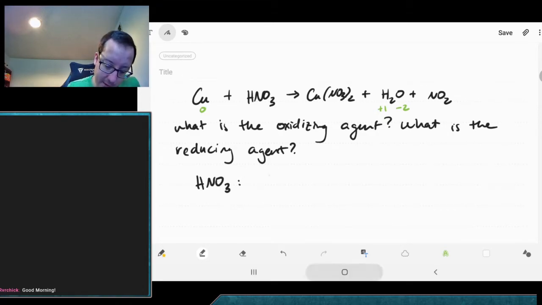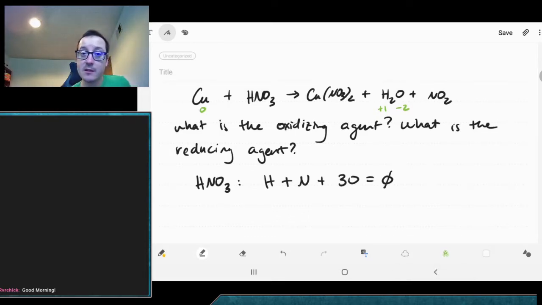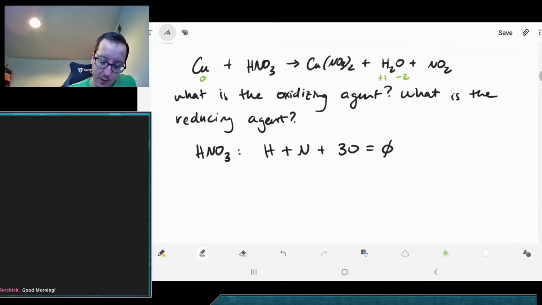We know that this is a compound. We have to make sure that all of our oxidation numbers add up to 0. We have rules for hydrogen and oxygen, which means we're solving for nitrogen.